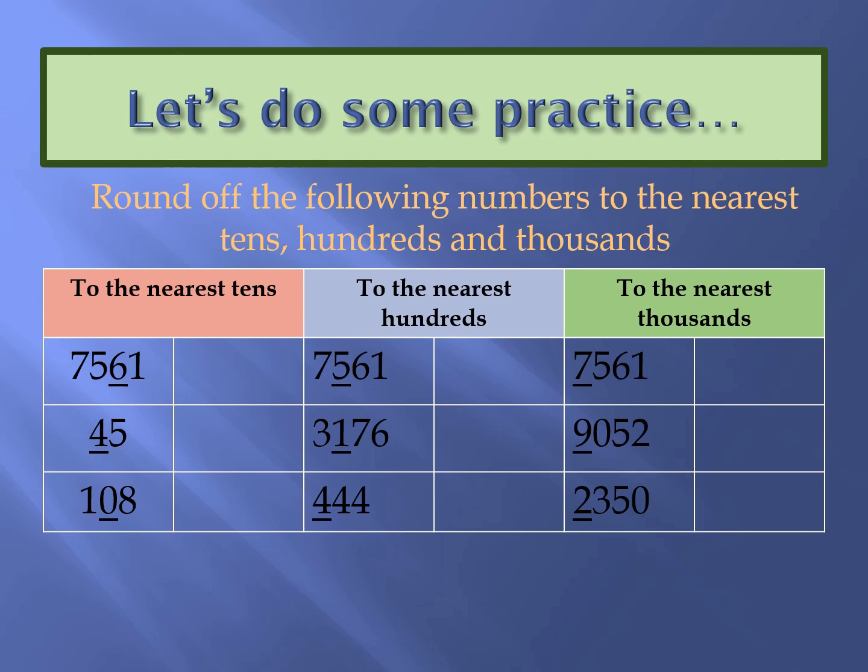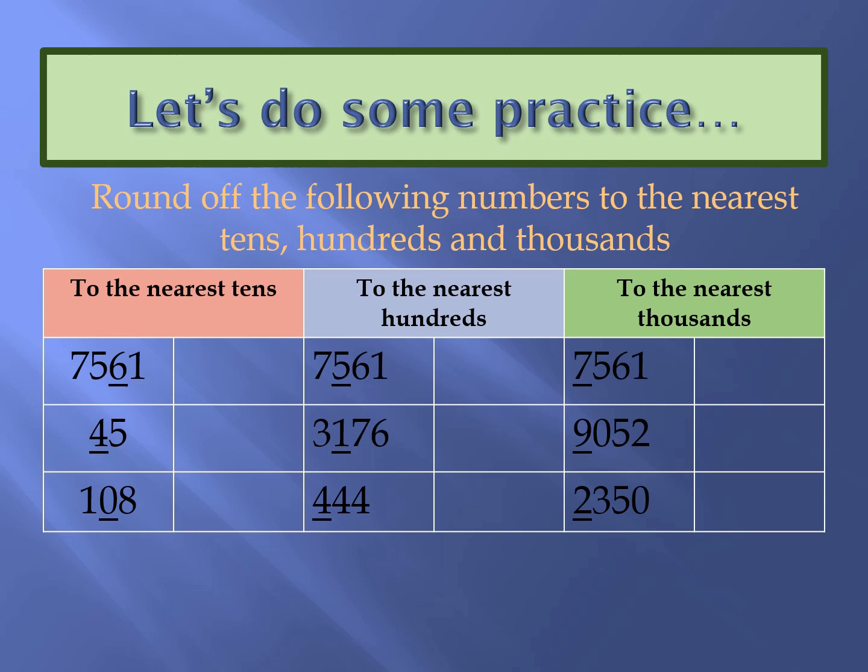ठीक है? अब आप देखें फर्स्ट एग्जाम्पल तीनों में सेम है. तीनों में हम देखेंगे कि जब हम नियरेस्ट टेंस पे राउंड ऑफ करते हैं तो क्या इफेक्ट होता है, नियरेस्ट 100 पे किस तरह से चेंज होता है, और राउंड ऑफ टू द नियरेस्ट 1000 किस तरह से प्रेजेंट किया जाता है. So let's begin with the first one.